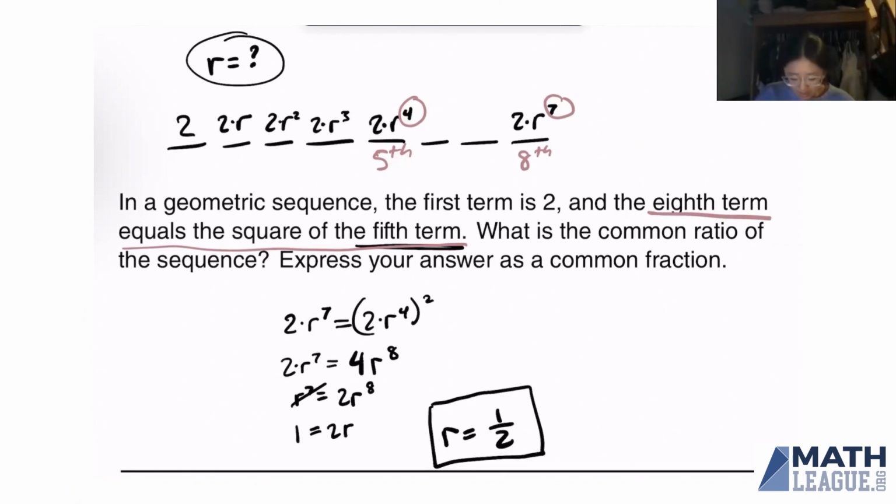They did say, express your answer as a common fraction. So because I have 1/2, it's more likely to be correct. If I had an answer like 2, that's not a fraction, and if I were to express it as a fraction, that would not be a common fraction. So knowing I have a fraction helps me make sure my answer is correct.